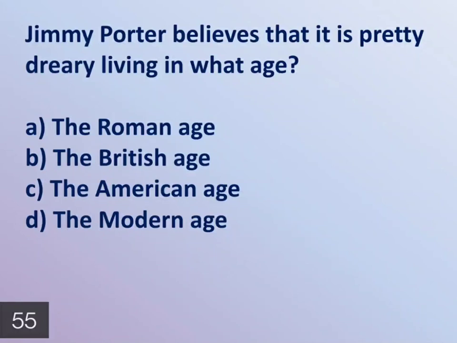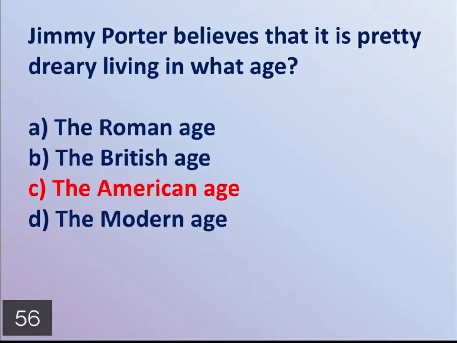Jimmy Porter believes that it is pretty dreary living in what age? A. the Roman age, B. the British age, C. the American age, D. the modern age. So the answer is C, the American age. He is pretty dissatisfied, disoriented and enraged at the way American dominance, American capitalism is spread all over the world. And he is dissatisfied with it because he has no work to do, nothing to really aspire for.